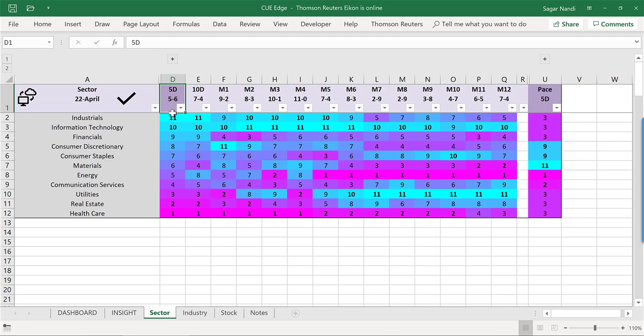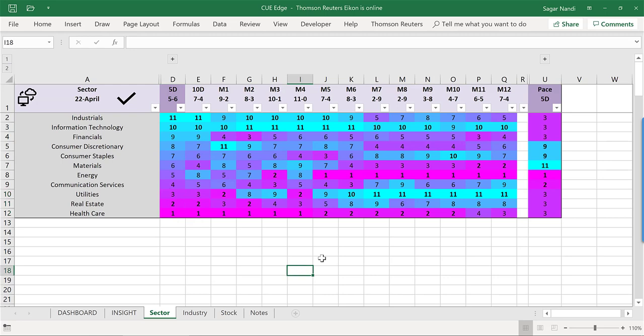Looking at the 5 days column, instantly you can see that industrials, information technology, and financials are the strongest sectors. You might look for buying opportunities in them. The weakest sectors of the week are utilities, real estate, and healthcare. You might look for shorting opportunities there.